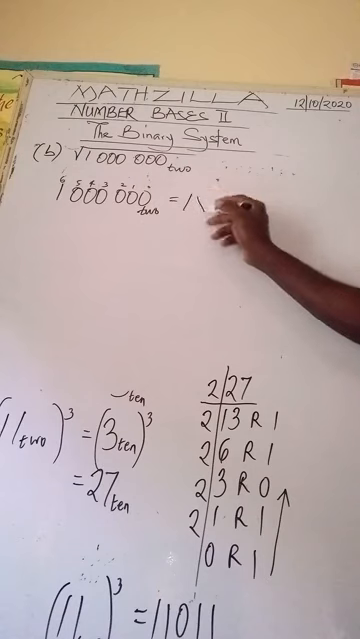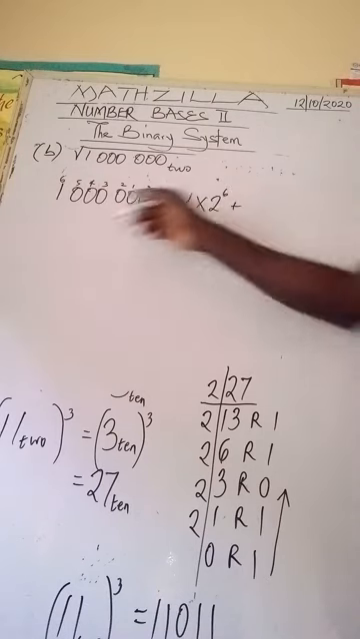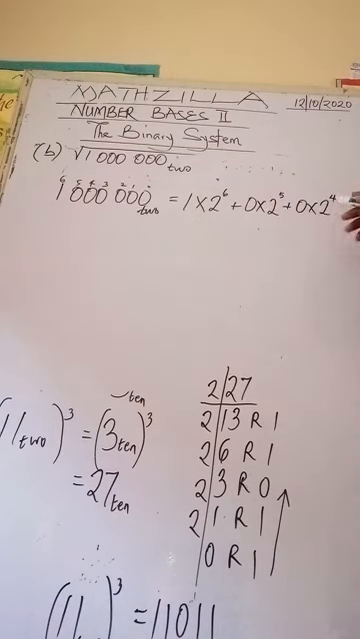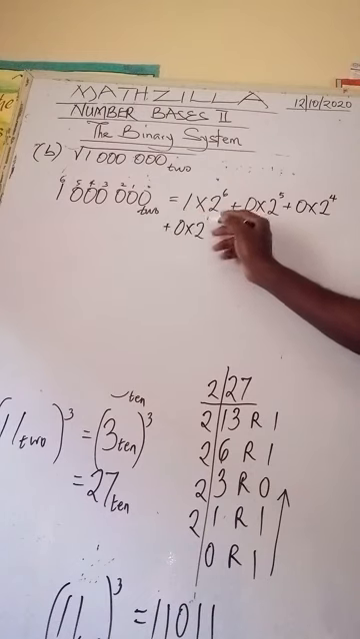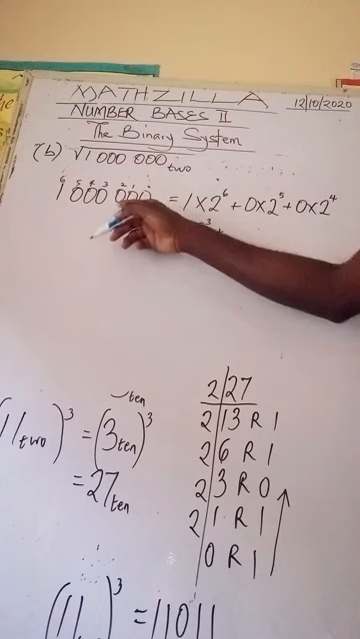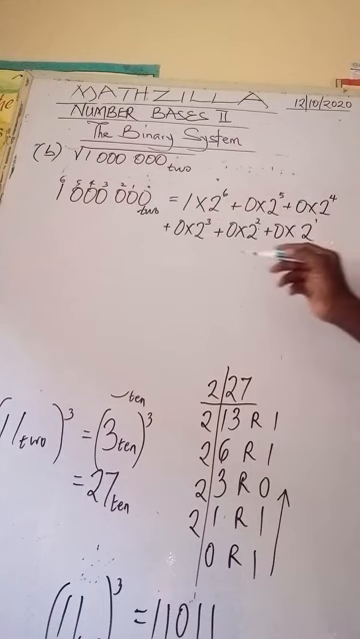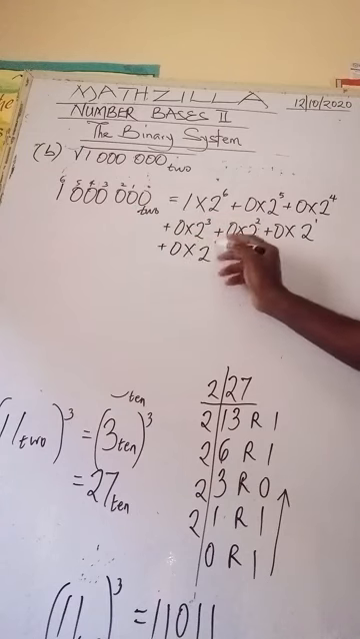So this becomes 1 times this 1 here times the base raised to the power of 6, plus 0 times 2 raised to the power of this 5, then plus 0, this 0 times 2 raised to the power of 4, then plus this 0 times 2 raised to the power of 3, plus this 0 now times 2 raised to the power of 2, then plus this 0 now times 2 raised to the power of 1. Then finally, plus this last 0 times 2 raised to the power of 0.